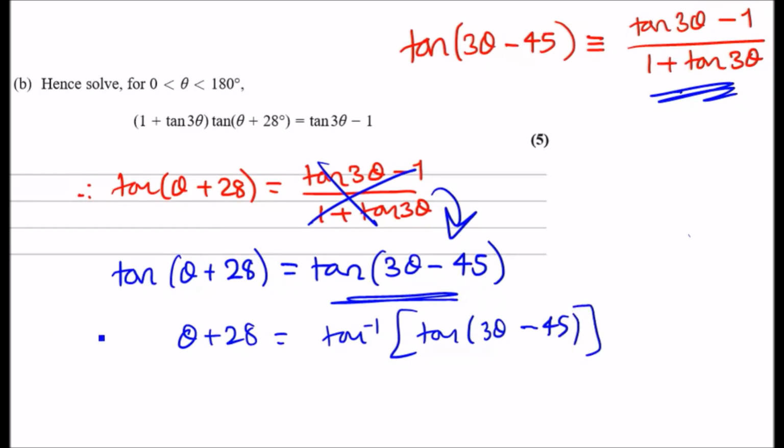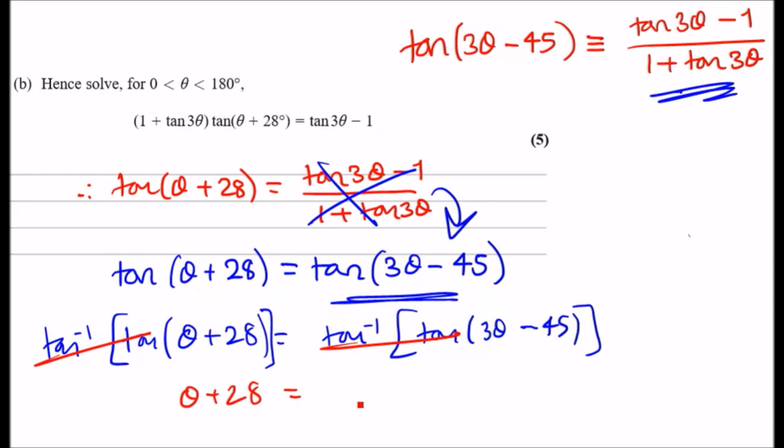And actually, it goes both ways. I should have done it here as well. You're tan inversing both sides. Now, as weird as this looks, what actually happens here is that both sides cancel out, so all the tans disappear. So you're actually left with the theta plus 28 and the 3 theta minus 45.